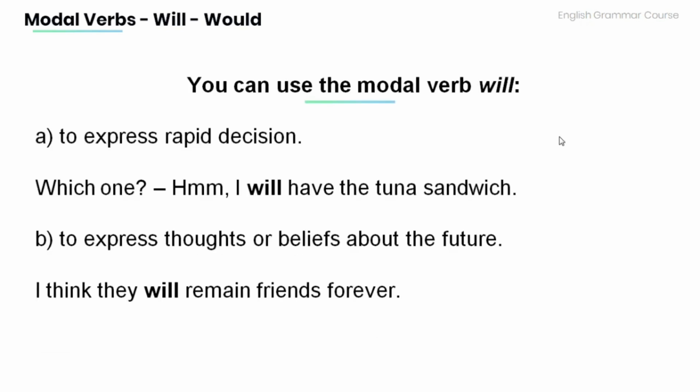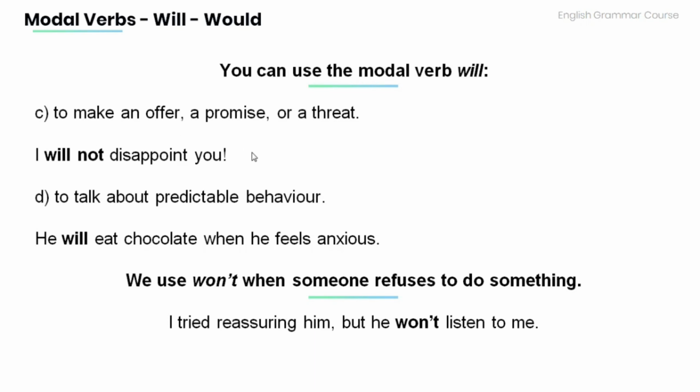Now, we can use the modal verb will, A, to express rapid decision, as in the example below. Which one? I will have the tuna sandwich. B, to express thoughts or beliefs about the future. For example, I think they will remain friends forever. C, to make an offer, a promise, or a threat. For example, I will not disappoint you.